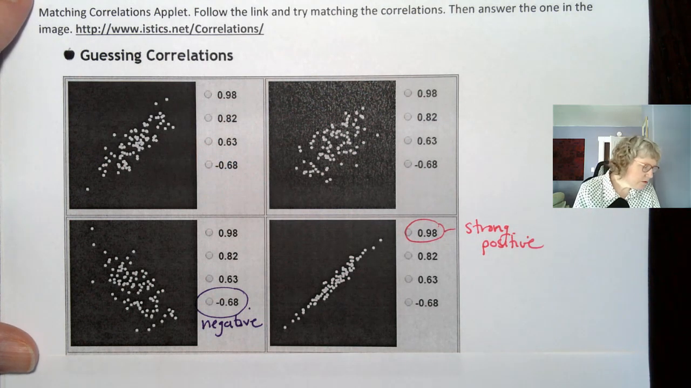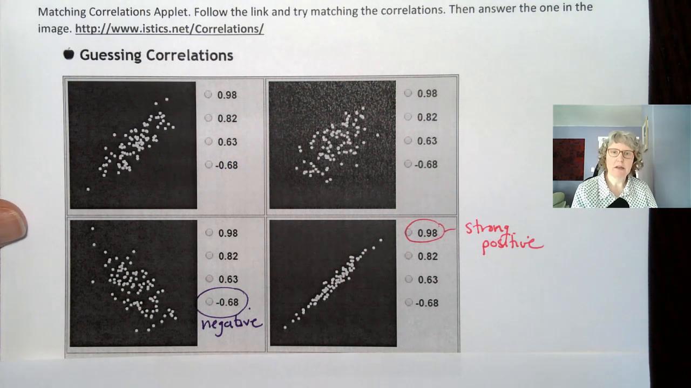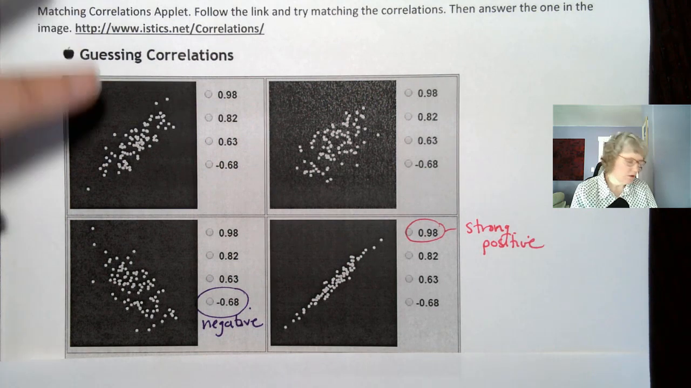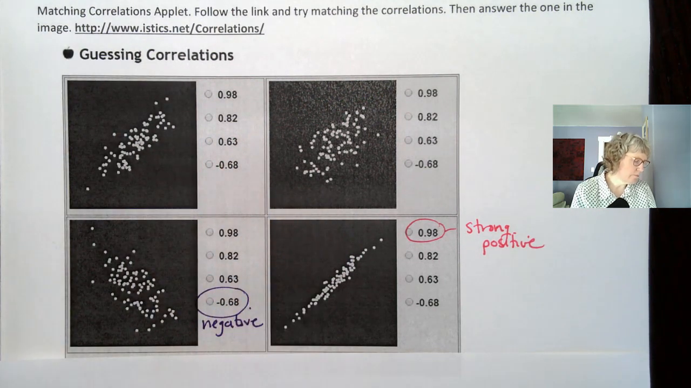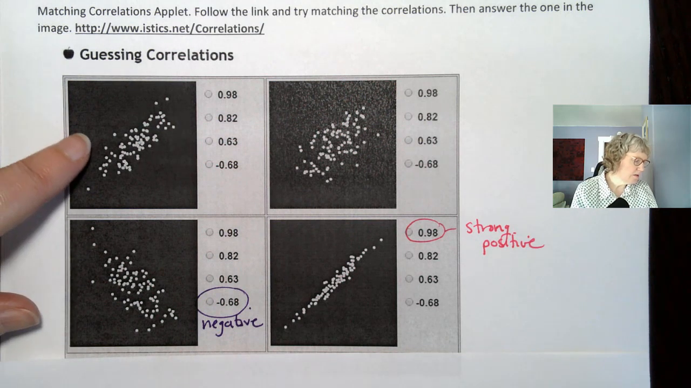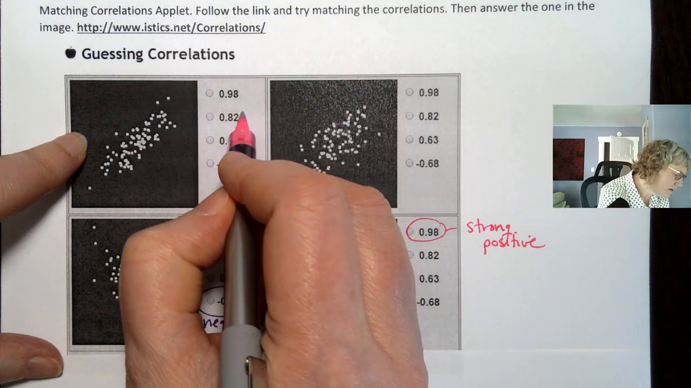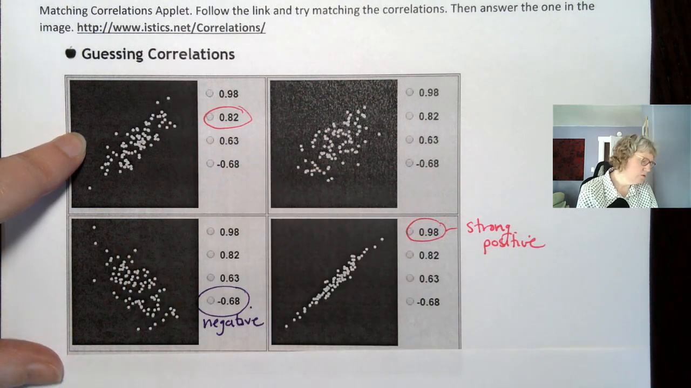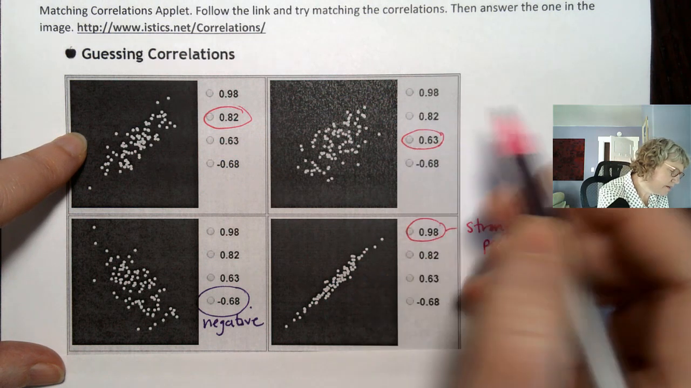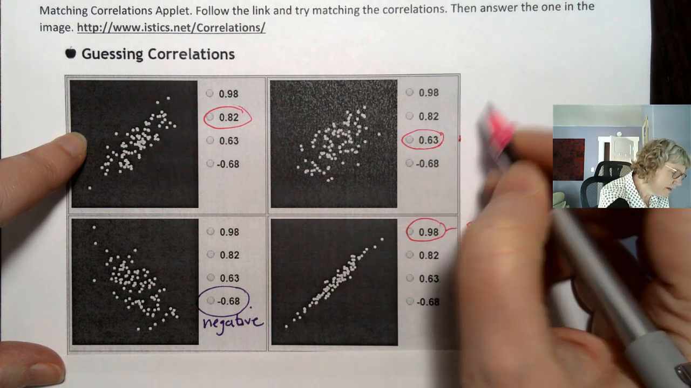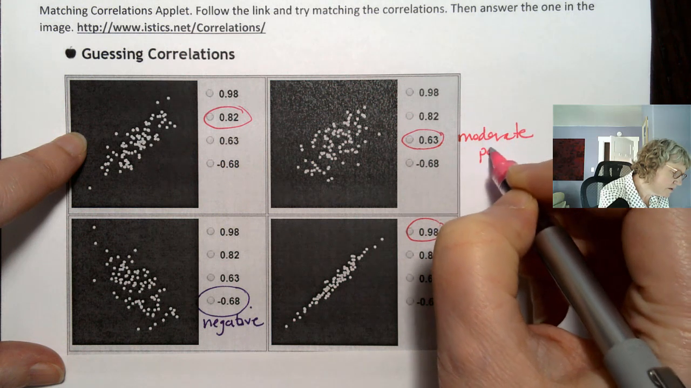Okay, and then our 2 middle options are 0.82 and 0.63. So which one looks stronger to you, the upper left or the upper right? I would say the upper left looks stronger. So I'm going to say that is 0.82. And then the upper right is kind of a moderate. Yeah, moderate. Positive.